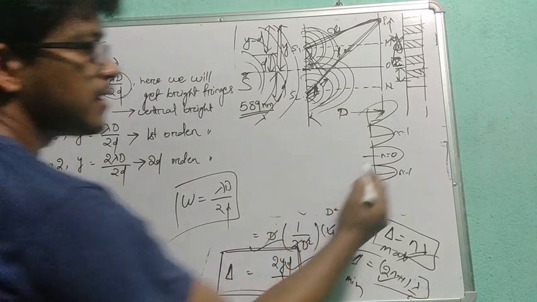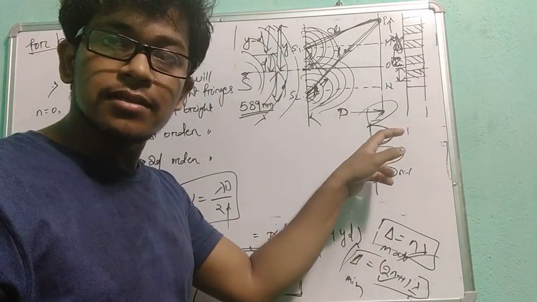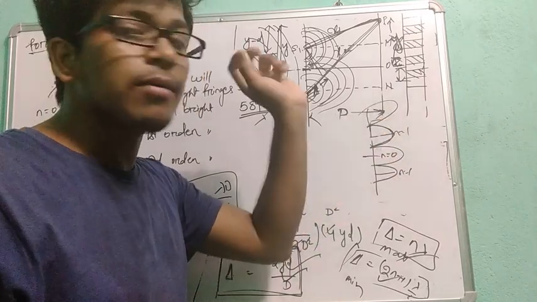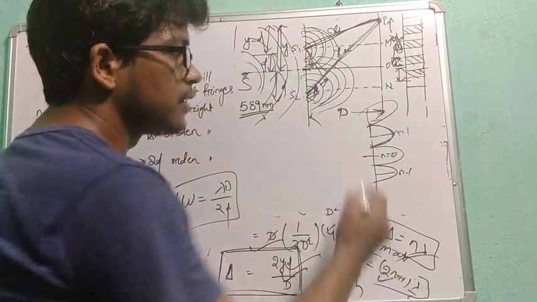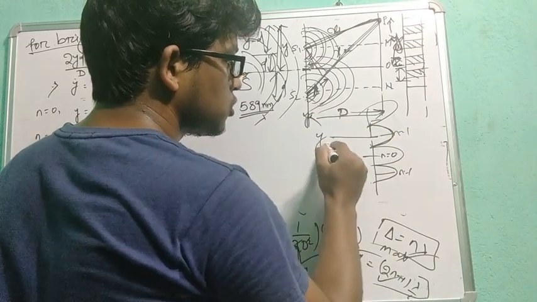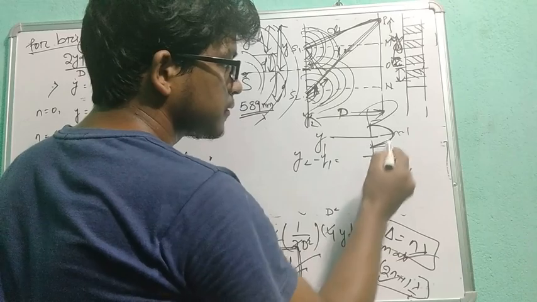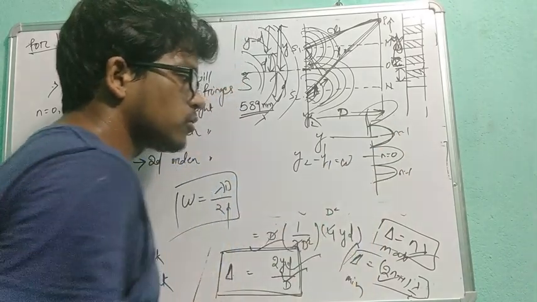See guys, here you have got a bright region, and here you have got a bright region. This is at a certain point of y, this is at a certain point of y. Suppose y1, y2. y2 minus y1 is nothing but the width. I'll denote it as omega.